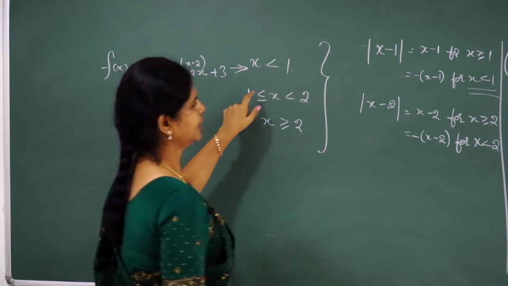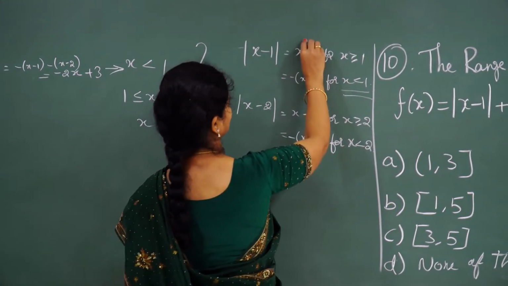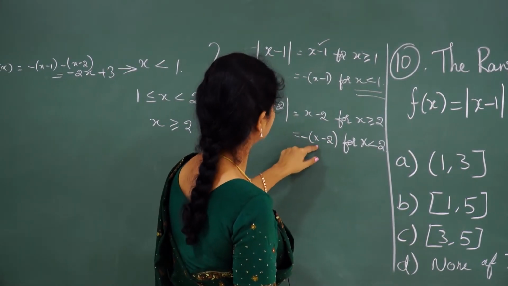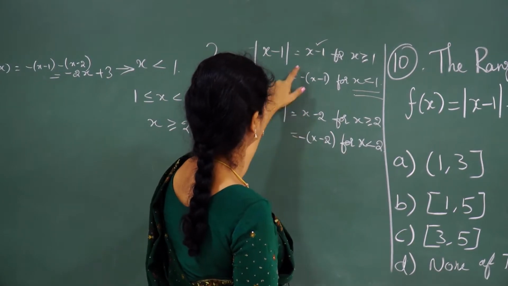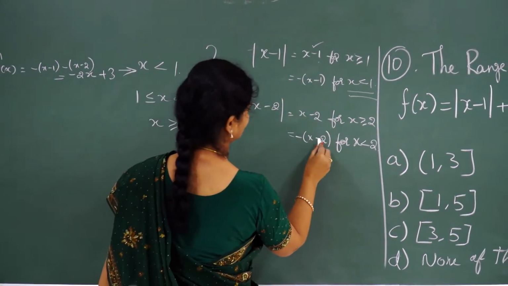Similarly, for x greater than or equal to 1 you get x minus 1. This is the function. And for x less than 2 you get here minus x minus 2. So adding these two functions, x gets cancelled and the value is minus 1 plus 2.